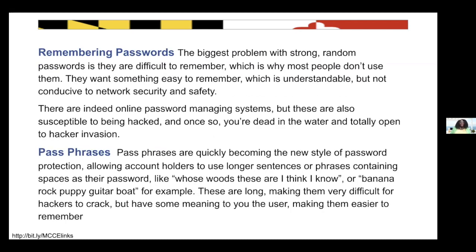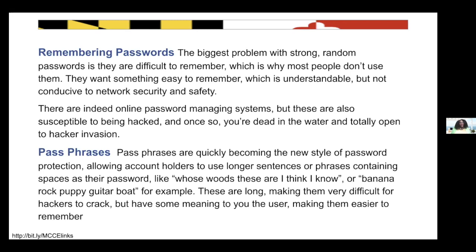Remembering passwords. The biggest problem with strong random passwords is that they are difficult to remember, yeah? Which is why most people don't use them. They want something easy to remember, which is understandable, but not conducive to network security and safety. There are indeed online password manager systems, and most of you, I'm sure, have seen those, but these are also susceptible to being hacked because hackers are always trying to find out anything that comes online. There's somebody trying to find out how to break it. So once you're in, you're in dead water and totally open to hackers' invasion.